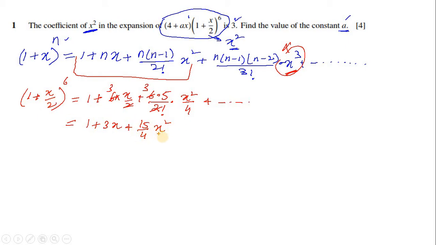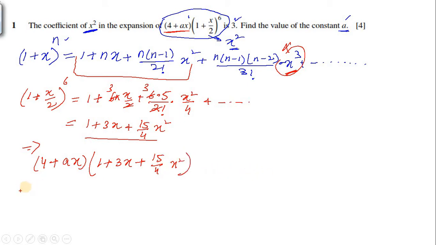Now this is another confusing step for students. Generally students think that 15 by 4 is the coefficient of x square. This is not the case, because you need to find the coefficient of x square after multiplying this expansion with 4 + ax. So you will have to multiply this expansion with 4 + ax, which implies (4 + ax) times (1 + 3x + 15/4 x square).